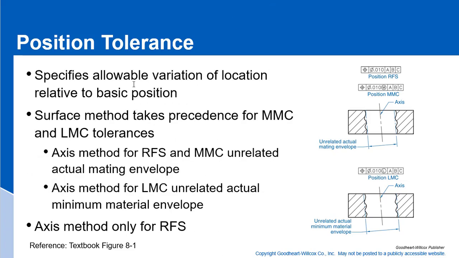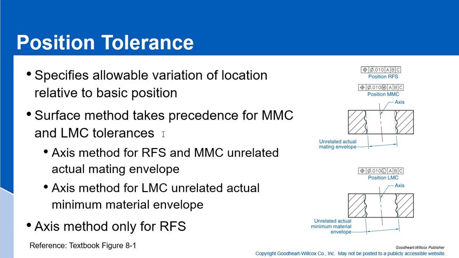Okay, so the position tolerance specifies the allowable variation of location relative to basic positions. All the positions of the holes are going to be defined using basic dimensions, and then the tolerances of the location of those holes are going to be based on the feature control frame that has the positional tolerance requirements.